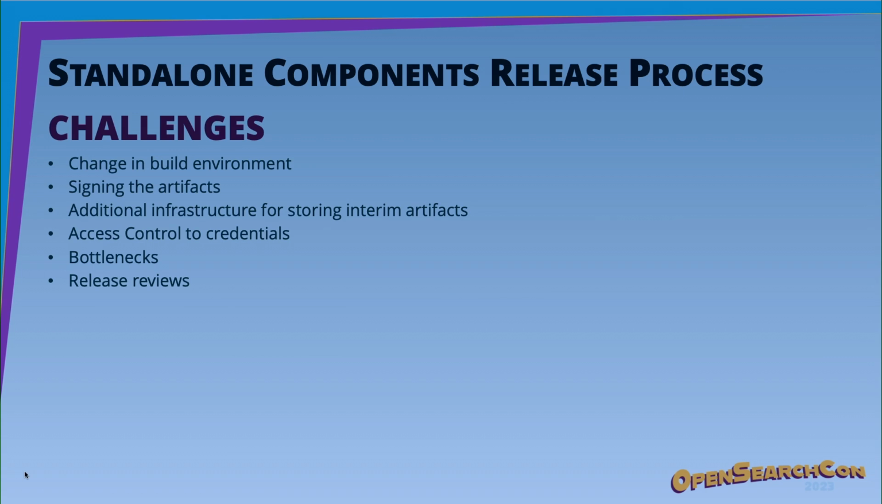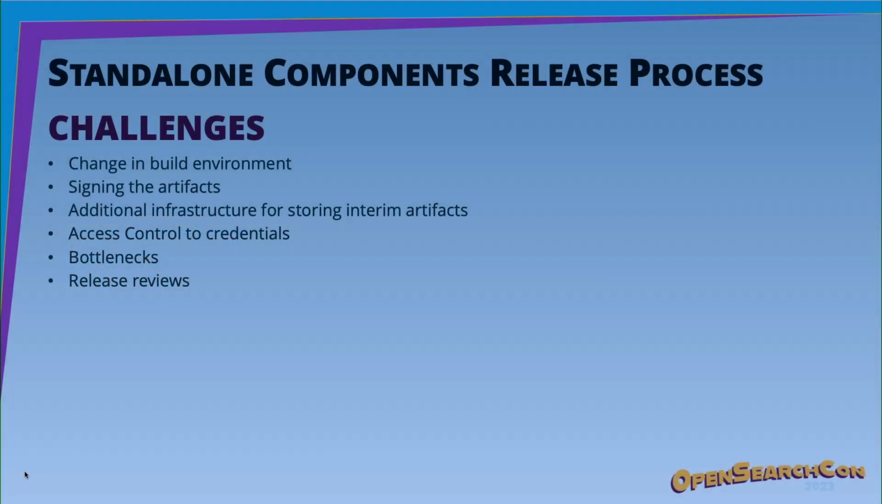Signing the artifact was one of the huge challenges. The reason being, the signing system for OpenSearch is a bit complicated. We are yet to open source it, but in the current situation, we require a lot of authentication that needs to be set in place and used. So using the signing system for each and every component under the OpenSearch project, each with its own GitHub repository, was a bit complicated. That is one of the challenges that we faced.